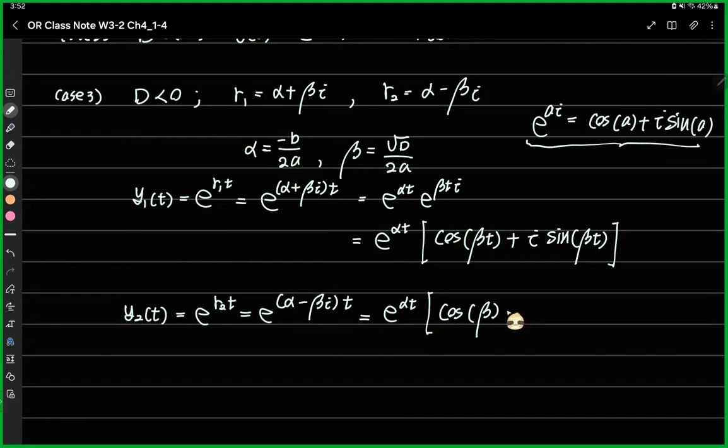Why? I thought this is plus i times sine of minus beta t, isn't it? But that is equal to what? Minus. Why? Because sine is what? Yeah, exactly. This is an odd function. Odd function, odd function, even function, yeah, odd function. Yeah, exactly. Okay.